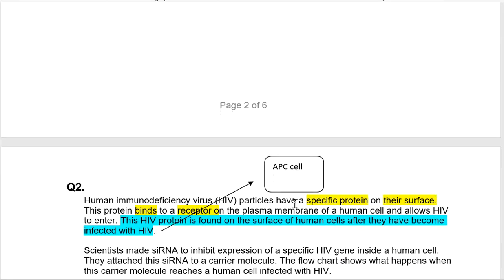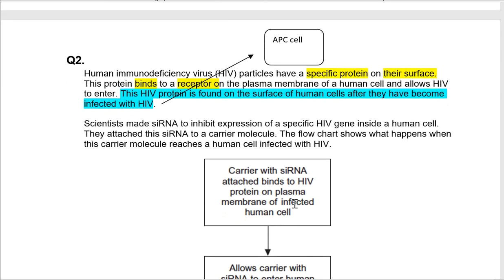Okay, so let's go into our next one. HIV is a virus. The HIV virus particles have a specific protein on their surface. The key word is specific protein. That means the HIV virus has a protein on the surface, which we should already know from our biology classes. I know that a protein on the surface sticking out will bind to something, right? So this protein binds to a receptor on the plasma membrane of a human cell.